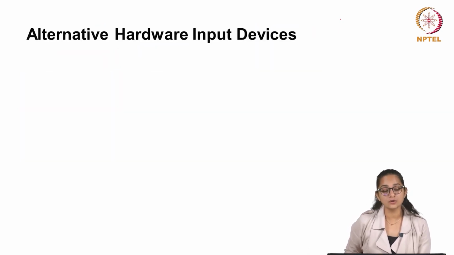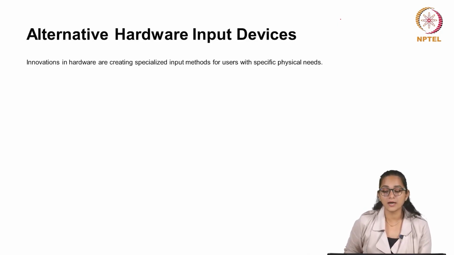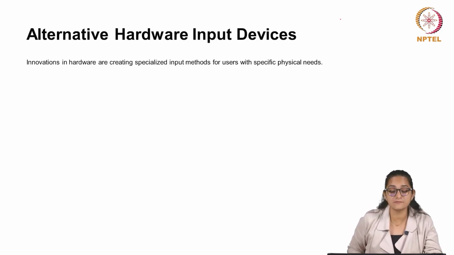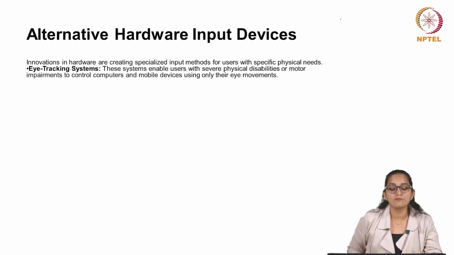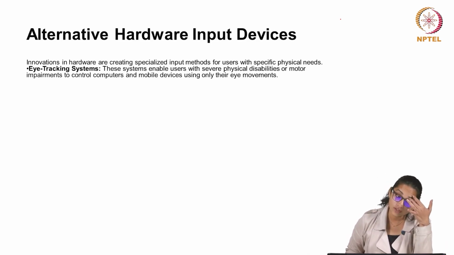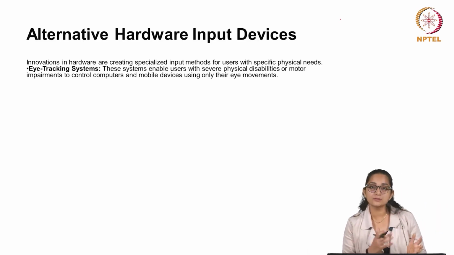There can be other alternative hardware input devices which are now being developed, and their robustness etc. are being tested. Innovations in those hardware are now looking at different input methods for users with physical special needs. So, for example, eye tracking systems. These systems enable users with severe physical disabilities or motor impairments to control computers and mobile devices only using their eye movement. So, it also looks more natural.